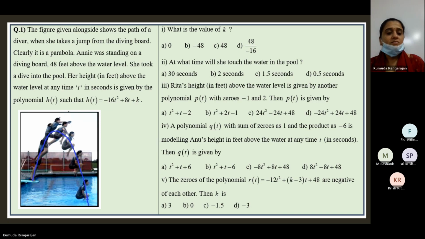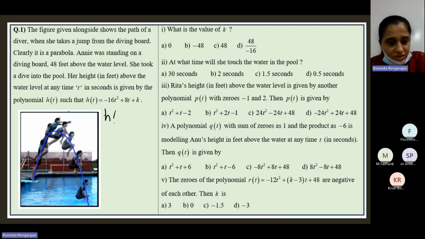Okay. So now since the diving board is at a height of 48 feet above the surface of the water, the diver at any point has to start from the diving board, right? So she's standing there. So when time is 0, her height is 48 feet. So to find the value of k, the first question, we understand her polynomial is called h of t. Annie's polynomial is called h of t.